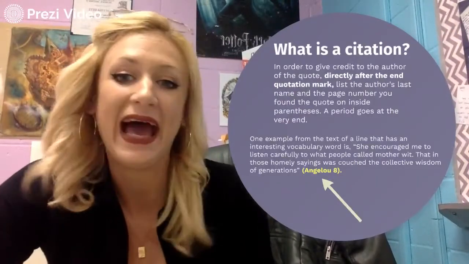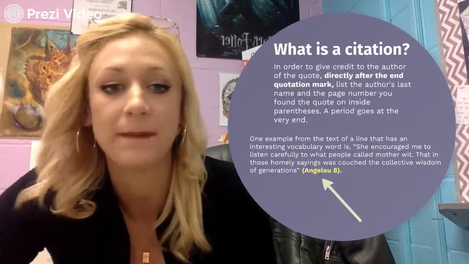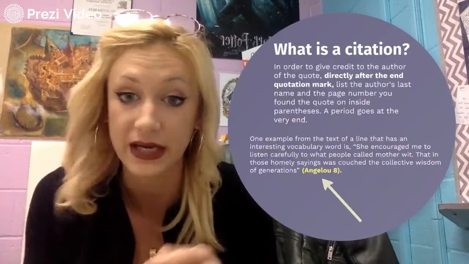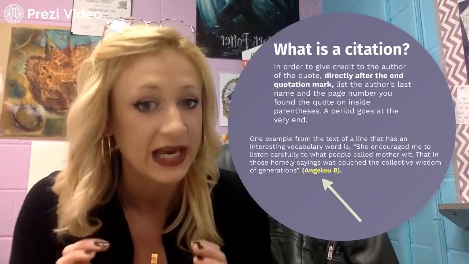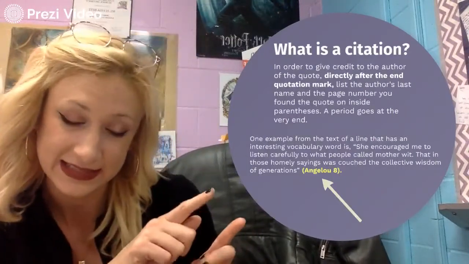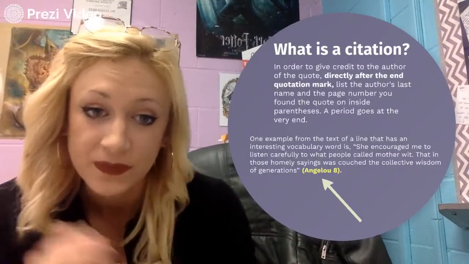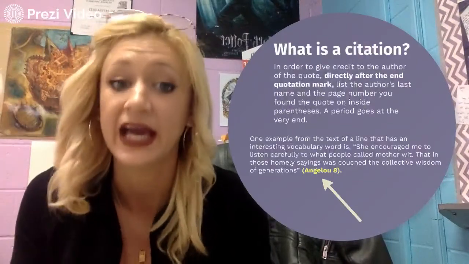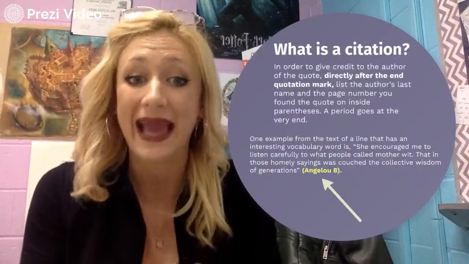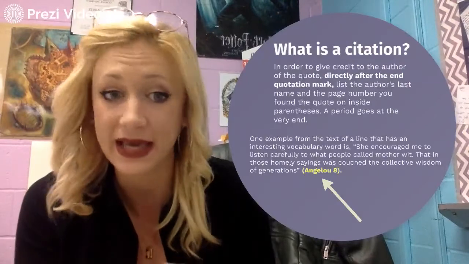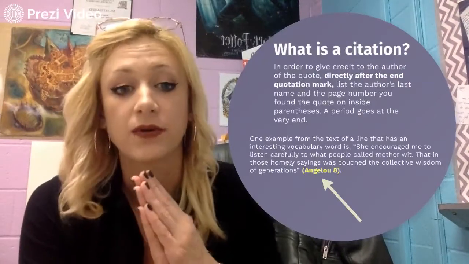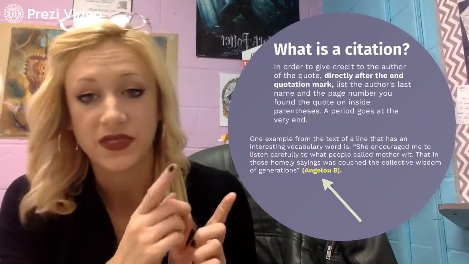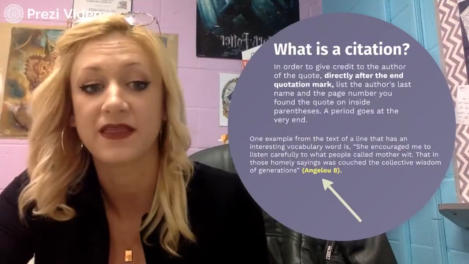Please make sure that you're not adding the author's first name. You shouldn't be writing the word page number or page or P period or PG period, none of that. It's just going to appear like it does here. Take a look at the yellow piece. Here, Maya Angelou is our author, so I have parenthesis, Angelou, space, 8, not page 8 or P8, 8, parenthesis, and period at the very, very end. So that's the end of the citation.